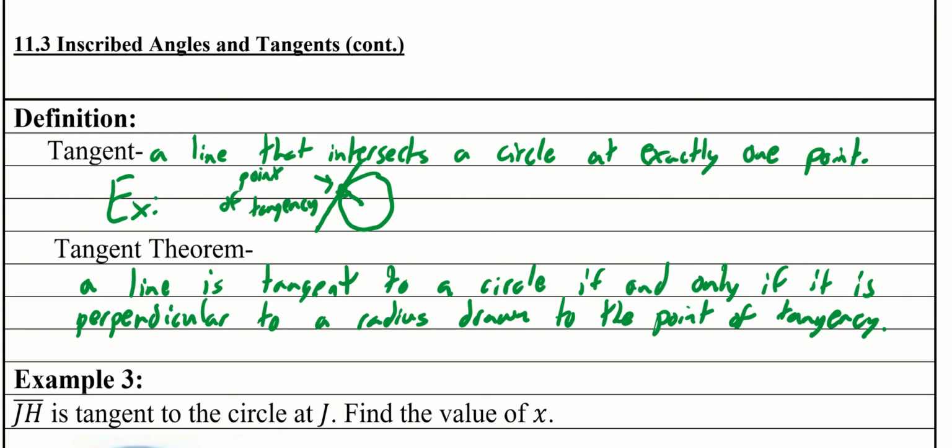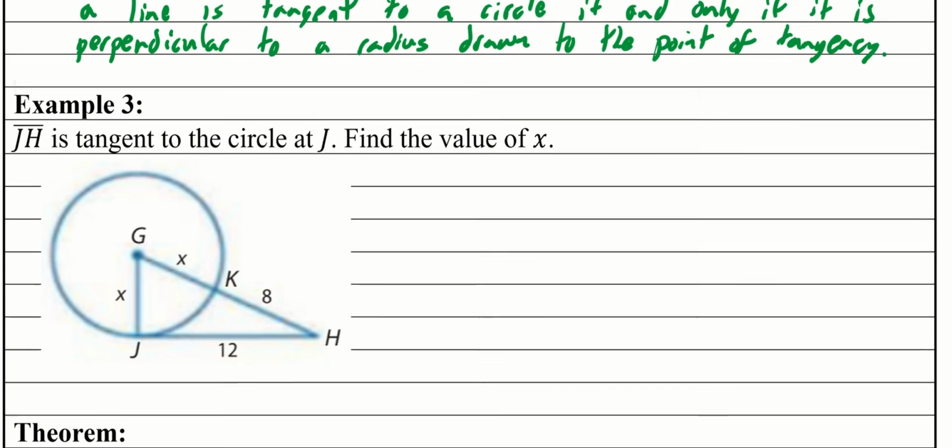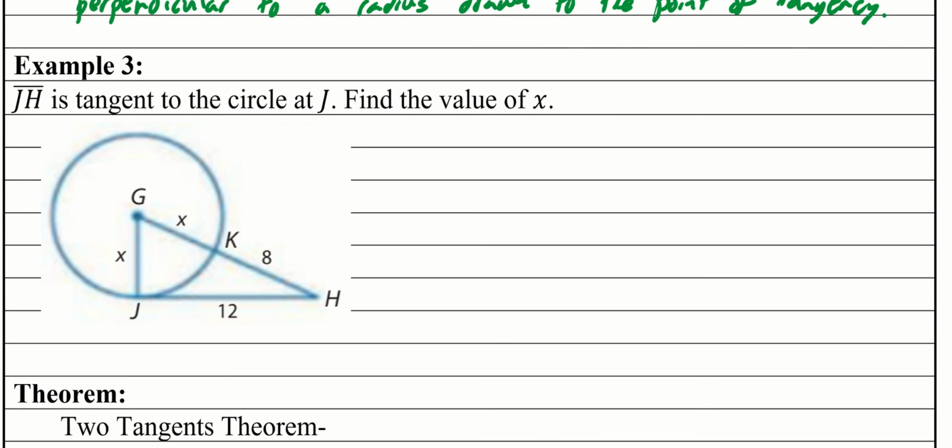And you can guess how we're going to use that. We've seen this in the past few lessons. When we see the word perpendicular or we're talking about a right angle, usually we're going to throw in a right triangle somewhere, or use all that information that we talked about in trigonometry. Okay, so example 3. Let's say we're looking at this one here. We're told from the very beginning that JH is tangent to the circle at J, which is good. We need to be told that from the start because we can't just guess. And we want to find the value of x here.